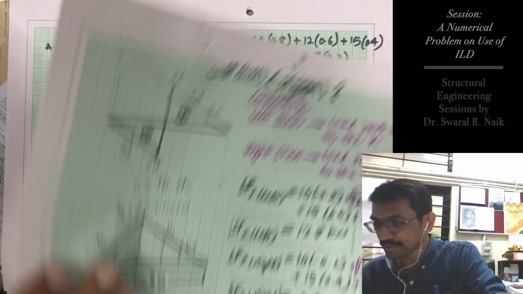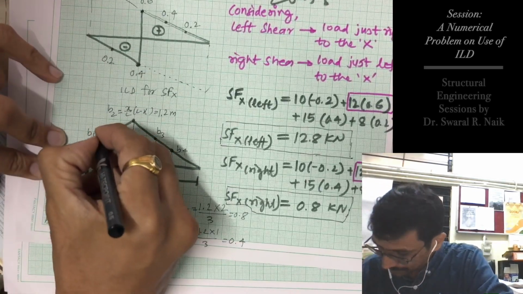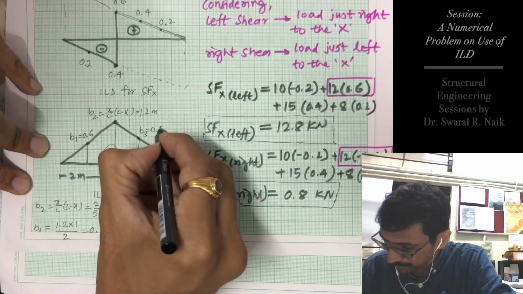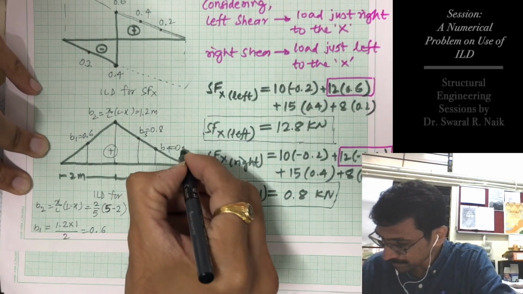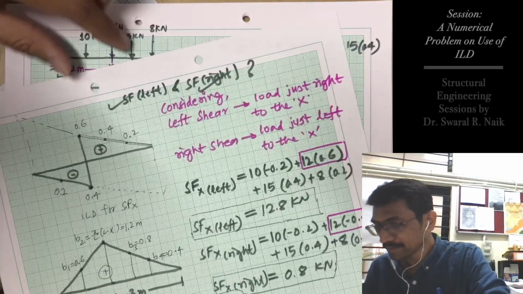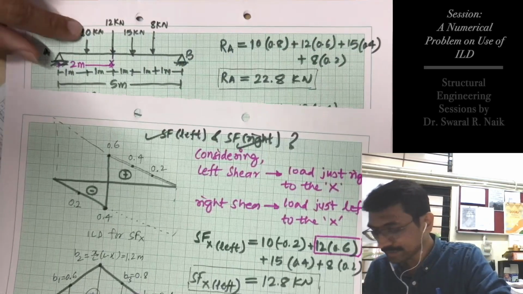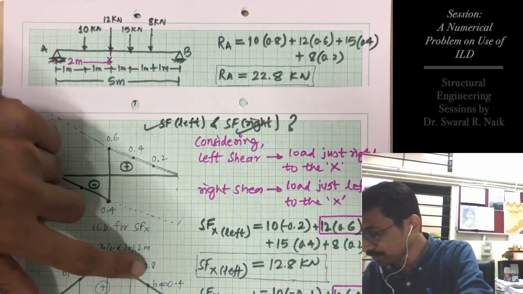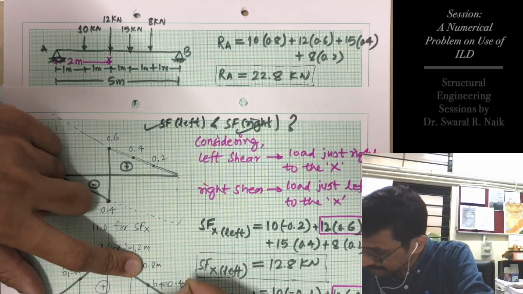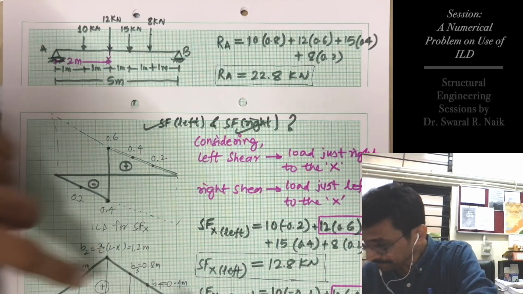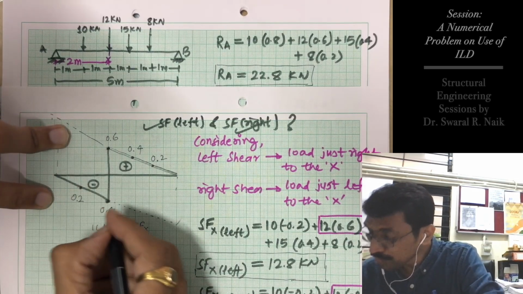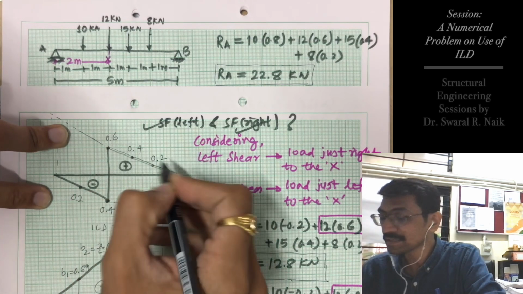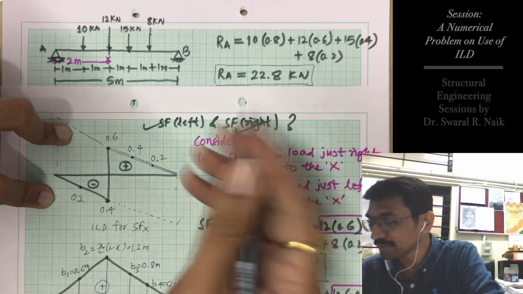B1 we calculated as 0.6. B3 we calculated 0.8. B4 0.4. So BM at X is nothing but 10 into 0.6, 12 into 1.2, 15 into 0.8. See, this will be in meters. These ordinates will have no unit. These are 0.6 units, 0.4 units. It doesn't have any unit, meter, mm, nothing.